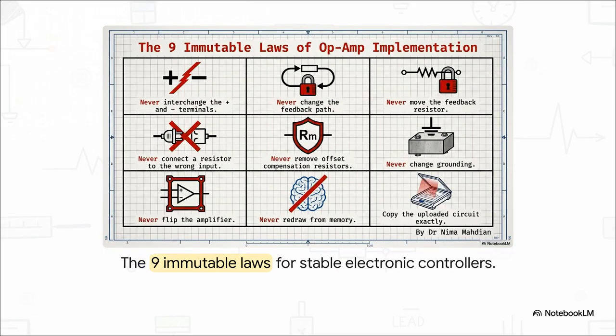To actually maintain that crazy level of precision, Dr. Madian lays out these 9 immutable laws. And when I say immutable, I mean they are strictly non-negotiable. If you look at the grid, these laws dictate everything, from never interchanging your positive and negative terminals to never, ever removing your offset compensation resistors. You don't change the feedback path, and you definitely don't alter the grounding. In analog control, getting creative with your circuit topology usually just leads straight to runaway saturation. Discipline is literally your only safeguard here.